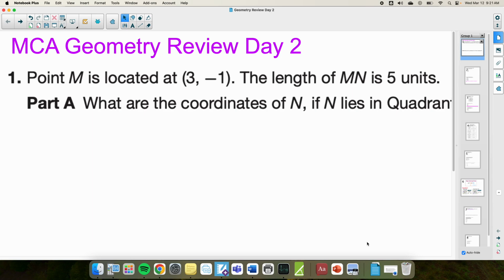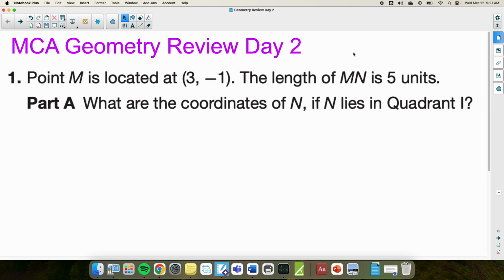All right, guys. So, one of the things about the MCA is that the way they ask the questions is not in line with the way our textbook asks questions. So we did some stuff with distance formula and Pythagorean Theorem this year, but you're gonna notice as I go through questions here that they're different than what we've seen before, so that's why we're spending some time on this.